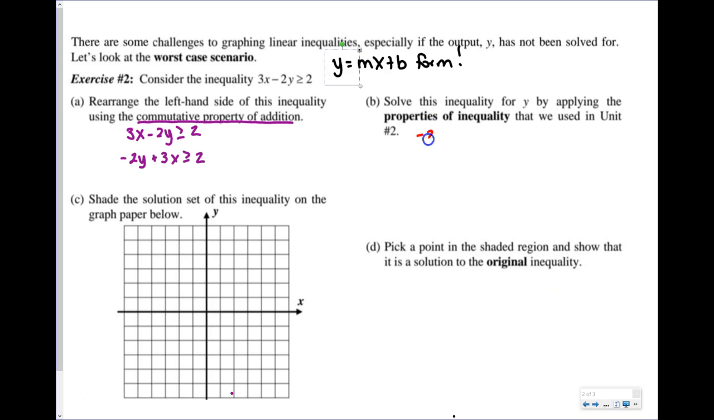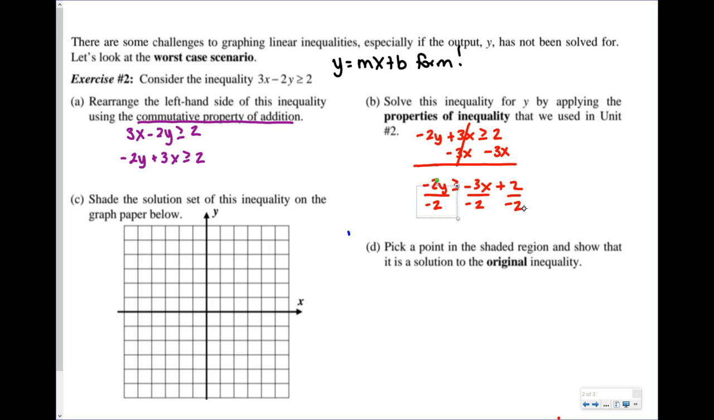So I'm going to rewrite it. Negative 2y plus 3x is greater than or equal to 2. And I'm going to try and solve for y. So the first thing I'm going to do is subtract 3x, because I want to get y by itself. When I do this, these cancel out, and I'm left with negative 2y greater than or equal to negative 3x plus 2. So I can't combine the 2 and the negative 3x, so I'm just going to put them in order. So now I have to divide both sides by negative 2, and if I divide one side by negative 2, I divide everything by negative 2.